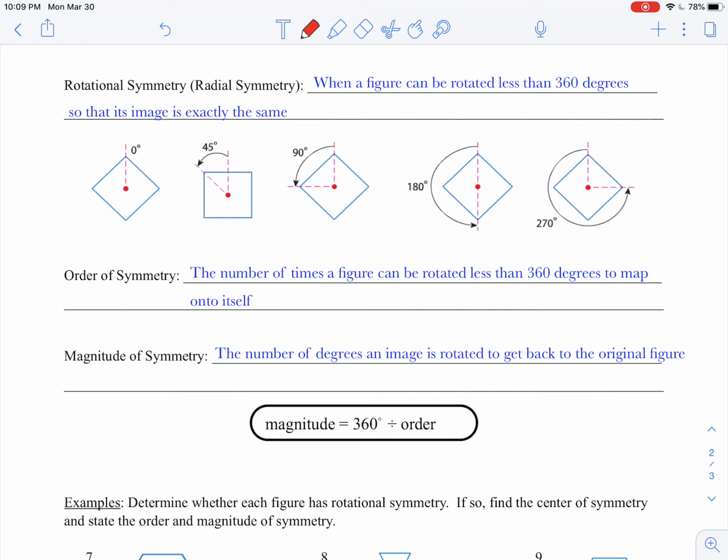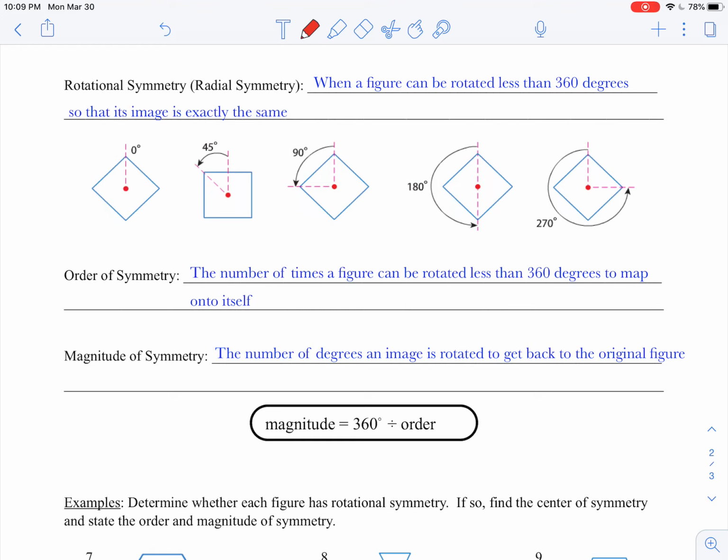When we talk about objects that have rotational symmetry, we're going to discuss the order and their magnitude. If an object has rotational symmetry, the order is the number of times that you can turn your figure to get the figure mapped back onto itself to get that exact same image. And the magnitude of symmetry is the number of degrees that you're turning that image each time you map it back onto itself. To find the magnitude, we're always going to take 360 degrees and divide it by the order.